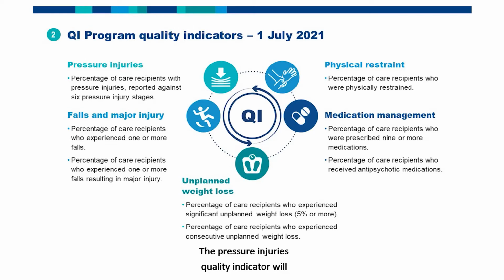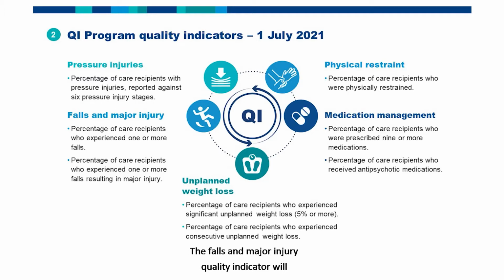The pressure injuries quality indicator will report the percentage of care recipients with pressure injuries reported against 6 pressure injury stages. The physical restraint quality indicator will report the percentage of care recipients who were physically restrained. The unplanned weight loss quality indicator will report across 2 categories, including the percentage of care recipients who experience significant unplanned weight loss, that is 5% or more, and the percentage of care recipients who experience consecutive unplanned weight loss.